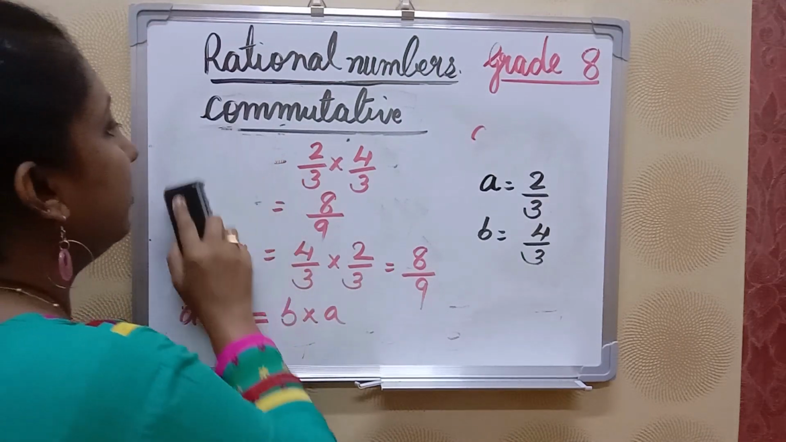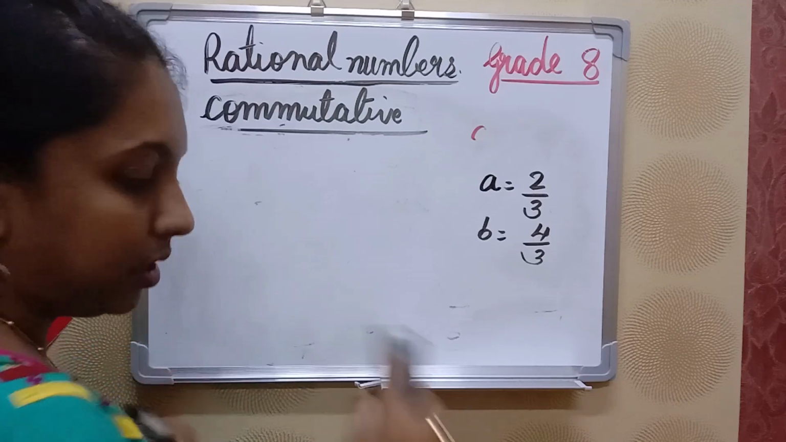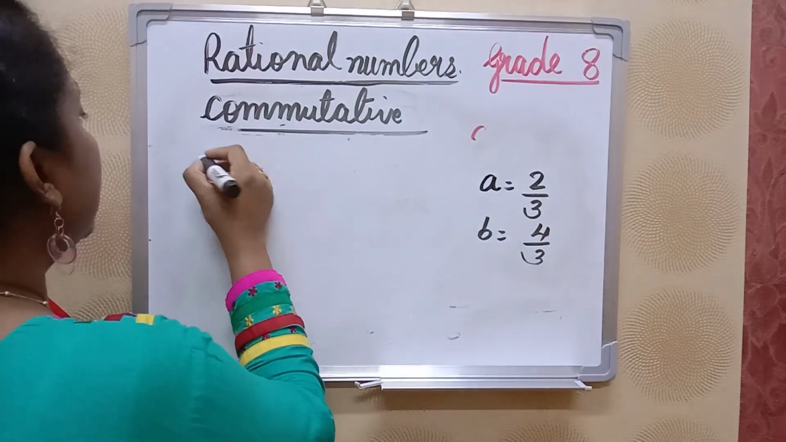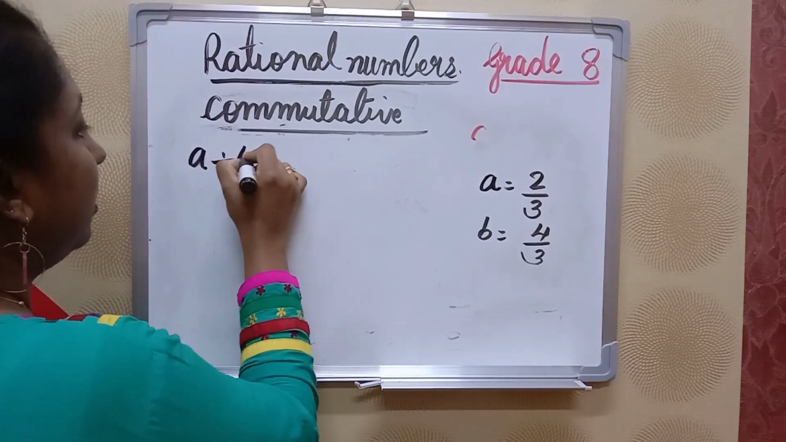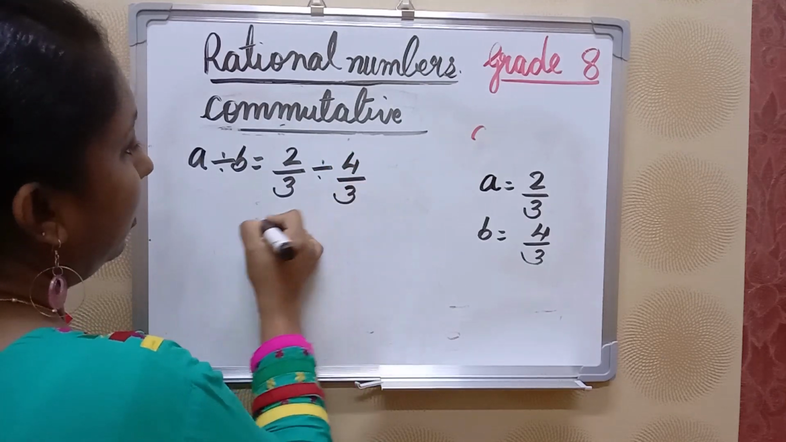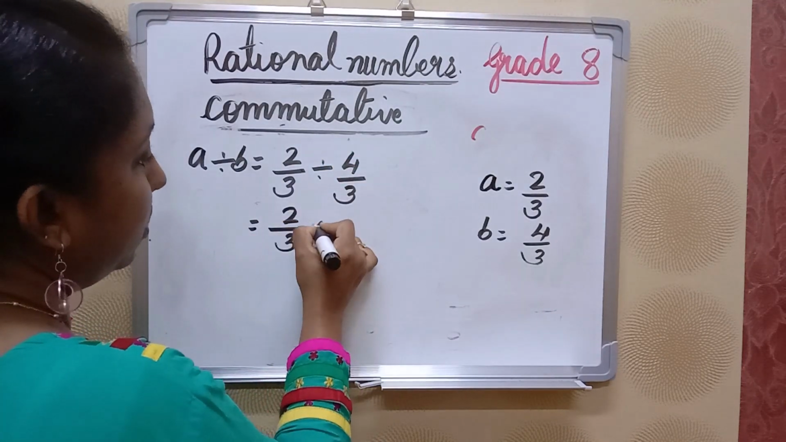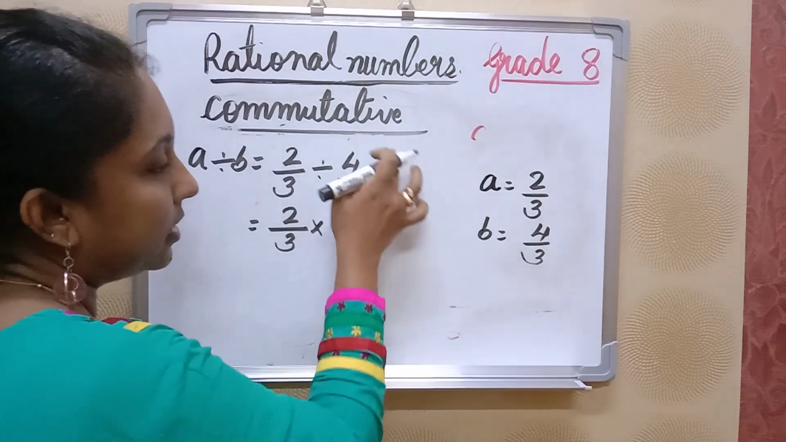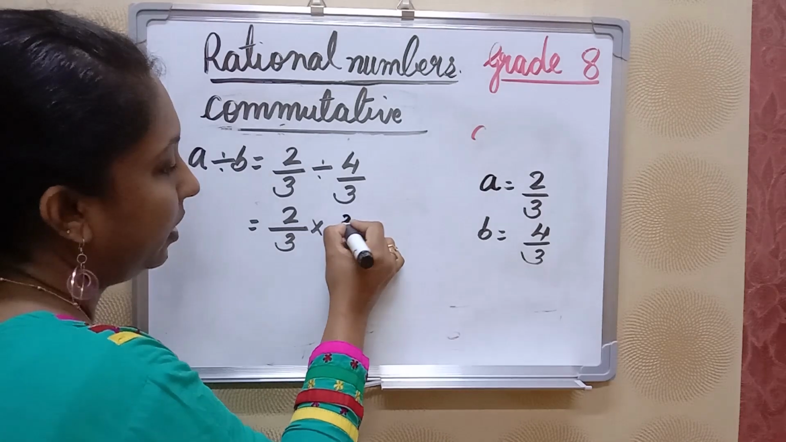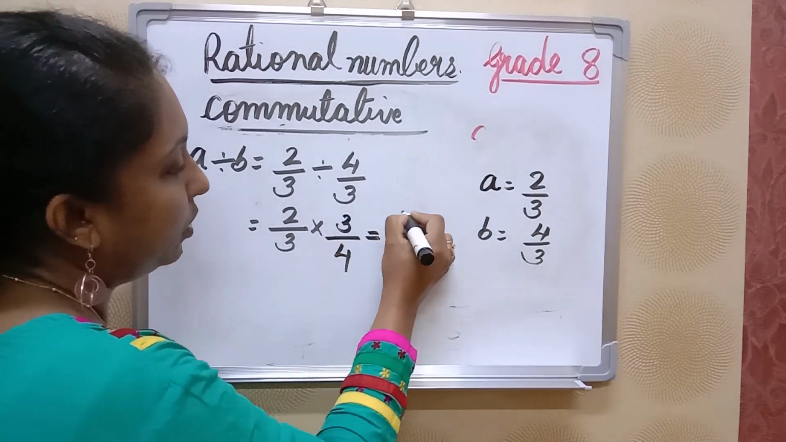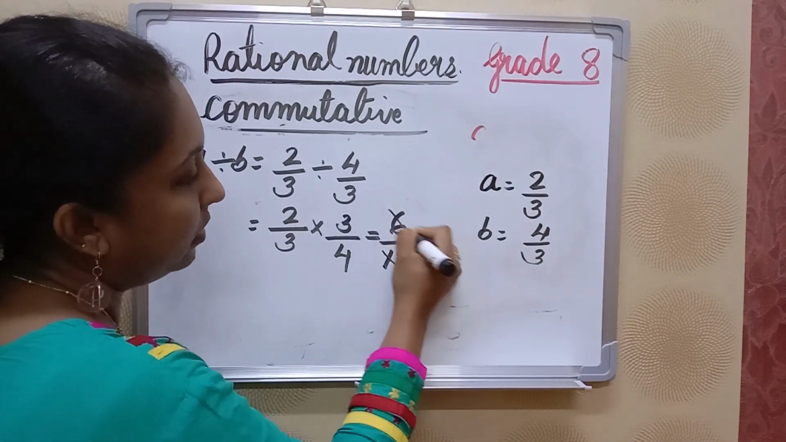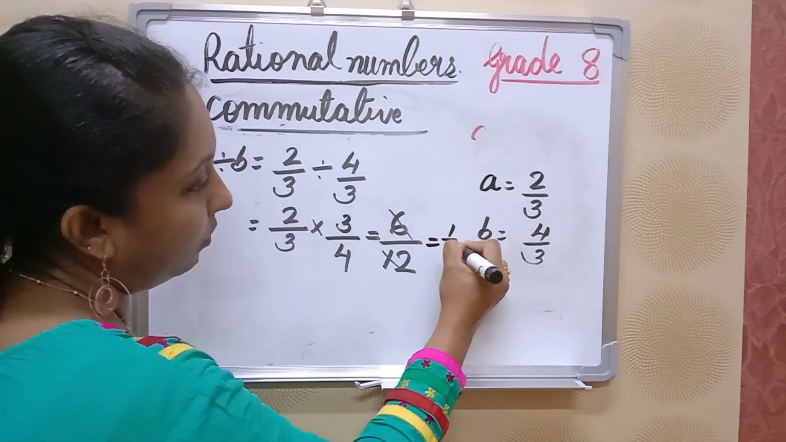Now, division. Let us check whether division is commutative or not. That is A divided by B. 2 by 3 divided by 4 by 3 is equal to 2 by 3 into, we have to take the reciprocal of the second rational number and then multiply, 3 by 4. 2 into 3 is 6, 3 into 4 is 12. Have to simplify. 6 2's are 12. 1 by 2.